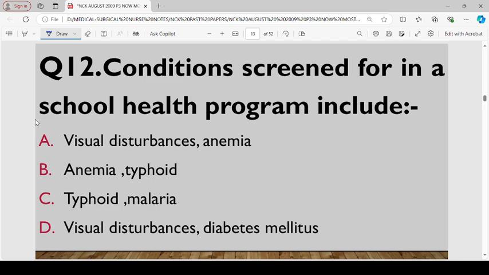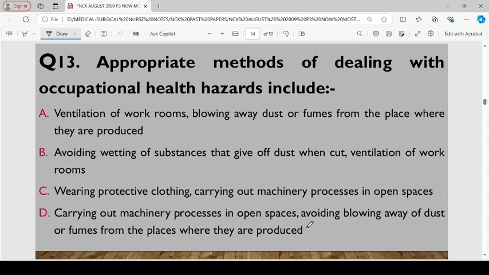Conditions screened for in a school health program include several things, and I think the most appropriate one here is option A, which is talking about visual problems or disturbances along with anemia, right? Option B is wrong because of the typhoid. This is not part of the routine investigation. Same to the C, where all options are wrong. Option D, diabetes, is what makes it wrong, but visual disturbances should be assessed, screened.